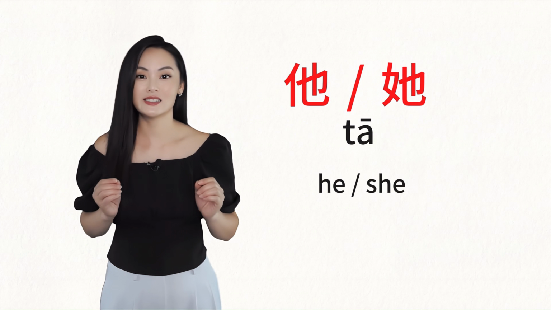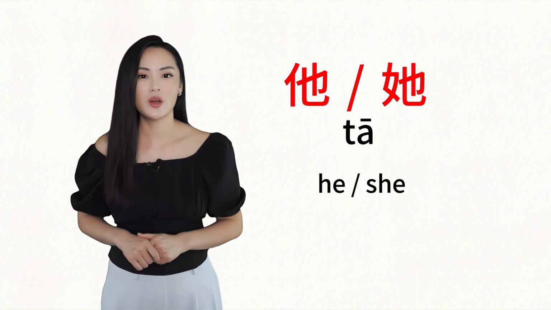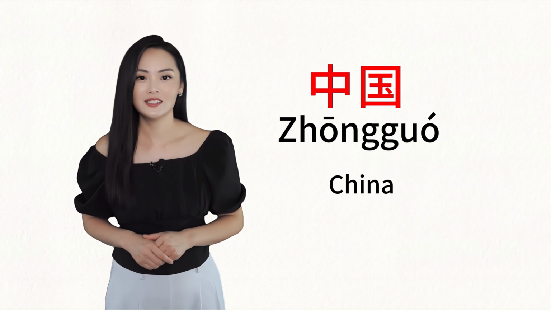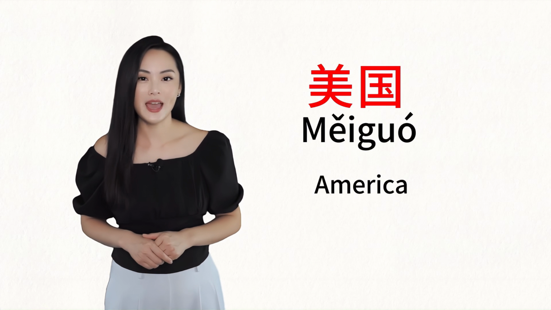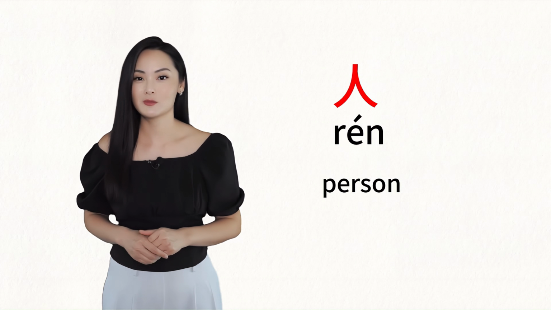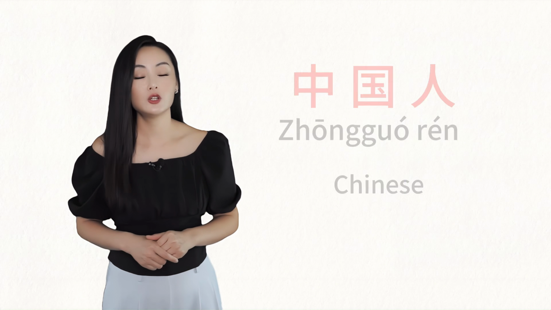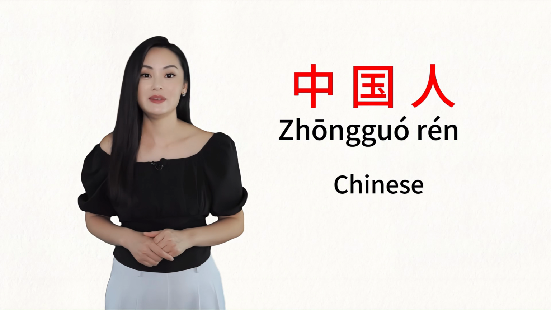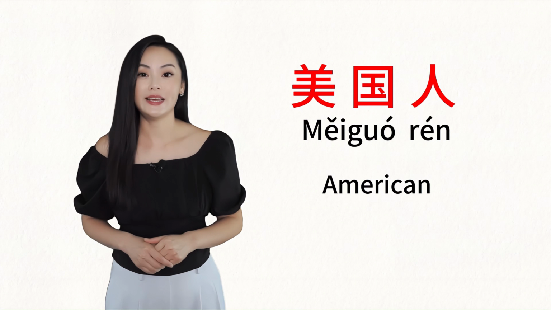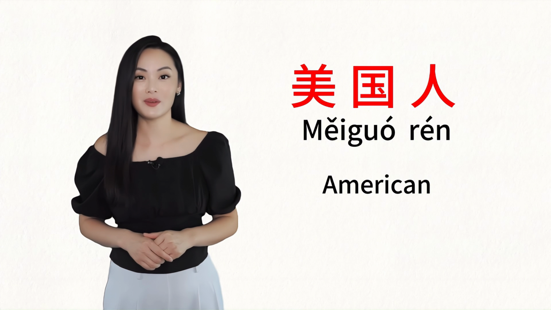Hear that? It's the same sound. 他, whether you are talking about a man or a woman. 中国 means China. 美国 means America. 人 means person. So when you say 中国人, it means someone from China or simply Chinese. 美国人 means American.